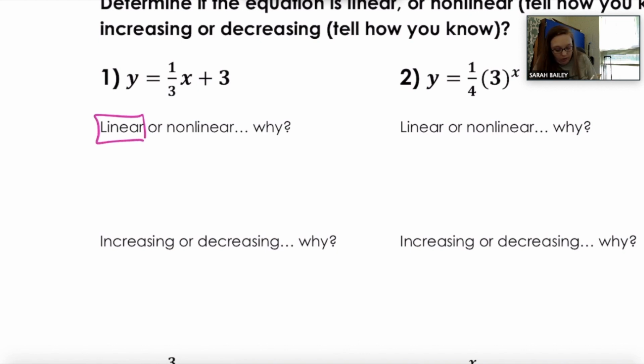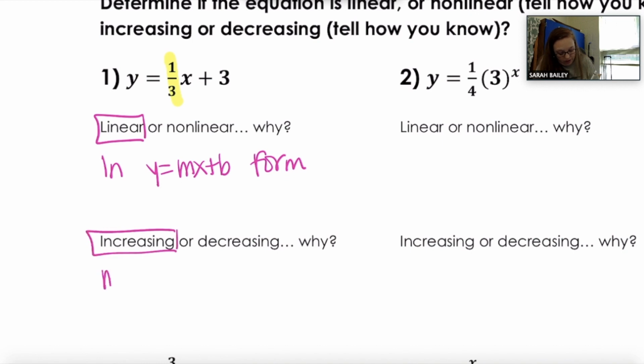And how do we know? It is in y equals mx plus b form. It's in slope-intercept form. Is it increasing or decreasing? So to tell that, we want to look at our slope. So our slope is positive 1/3. So this is increasing, and we know it's increasing because m is positive.